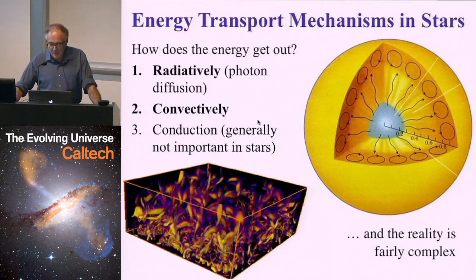But in general, there are three ways in which you can conduct heat: radiatively, convectively, it's boiling, and through conduction. Conduction is unimportant in stars, right? But the other two make a real difference. And so which one will happen when depends on the structure of a star and its chemical composition.